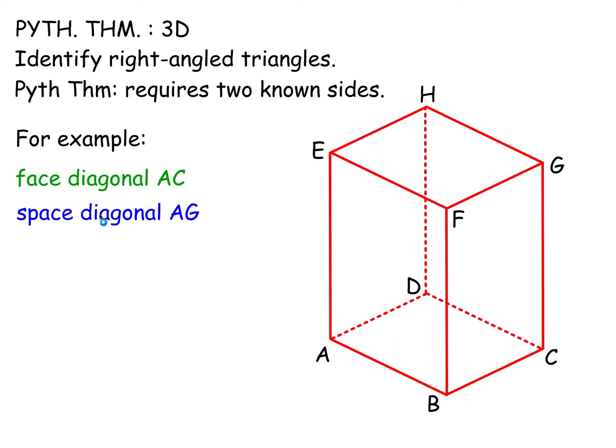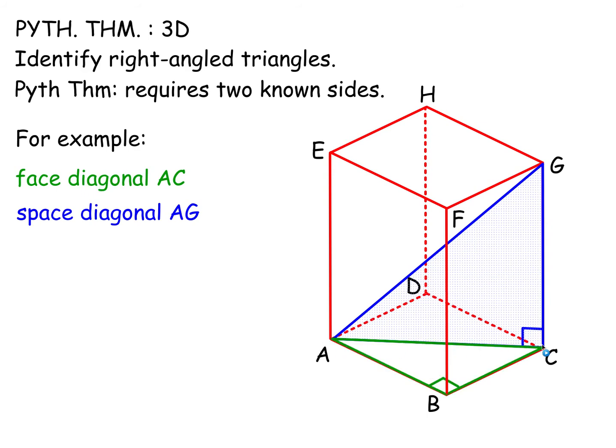A space diagonal joins opposite corners in the cuboid, like A to G, so it passes right through the cuboid. Equally, it could be from H to B or E to C. These space diagonals will all be the same size. There's the space diagonal AG. It's the hypotenuse of a right angled triangle, where one of the sides is face diagonal AC and the other is side CG. So Pythagoras will apply to this.